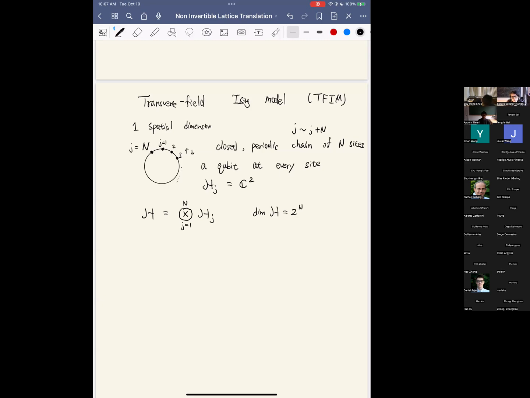Since I have a qubit at every site I can consider the Pauli operators X_j and Z_j. They obey the algebra X_j Z_j equals minus Z_j X_j. Each one of them squares to 1. And the Pauli operators at different sites will commute with each other. All right, so that's the setup. Let me emphasize this is a tensor product Hilbert space.